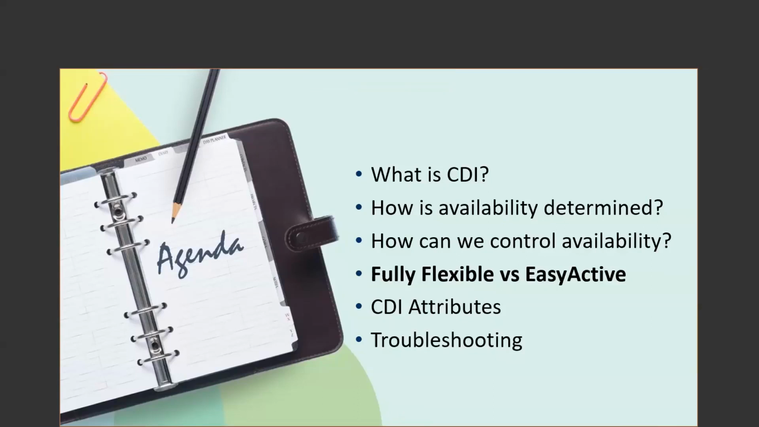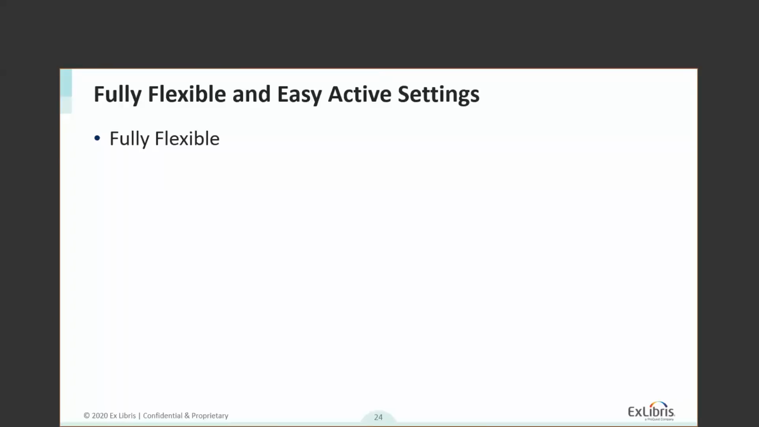So now that everybody has potentially moved from their Primo Central Index to the Central Discovery Index, or maybe you were implemented that way in the first place, there are two different models in terms of what settings you have available to you and how this works on the back end. And that's the fully flexible model versus the easy active model. So the fully flexible model basically tries to model the way that things worked in the Primo Central Index, when you would go to that separate place to make those activations.